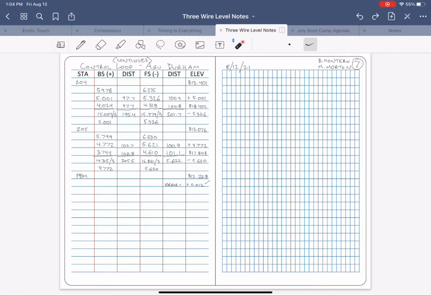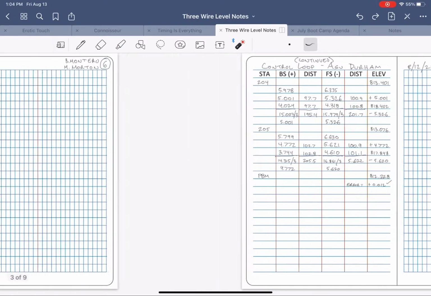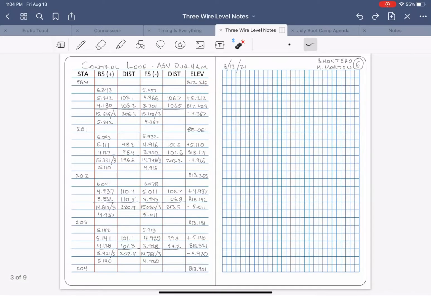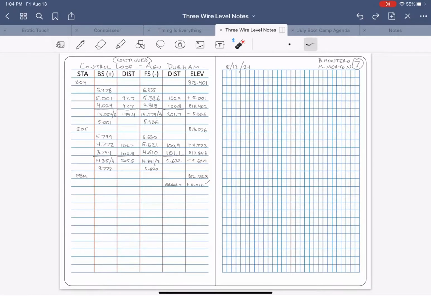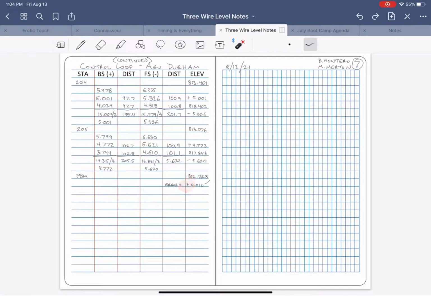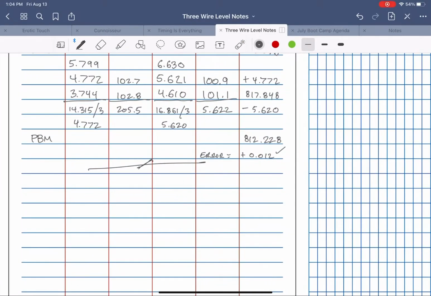Notice that we ended with an elevation of 812.228, whereas we started with an elevation of 812.216. That's a total error of positive 0.012. I like to differentiate whether the error is positive or negative. That way we know if we ended high or low in comparison to the original elevation.